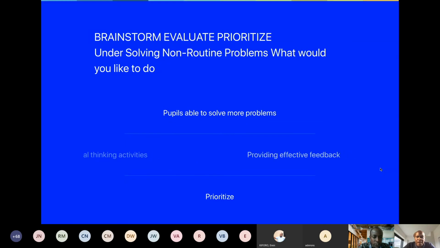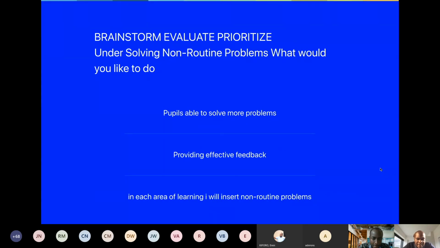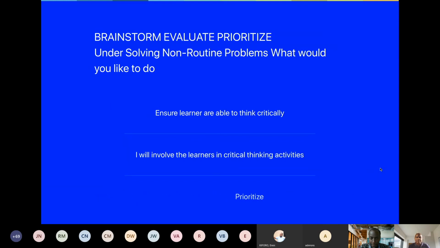So I can see there is prioritize, people are able to solve more problems, provide effective feedback. In each area of learning, I will insert non-routine problems, ensure learners are able to think critically. I will involve the learners in critical thinking activity. I will prioritize. Thank you so much.